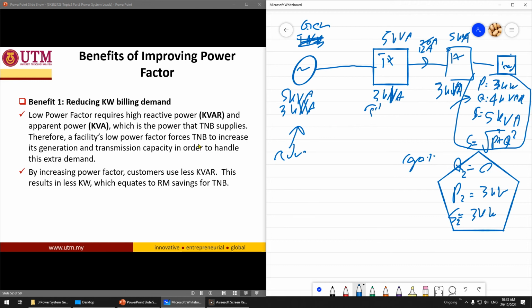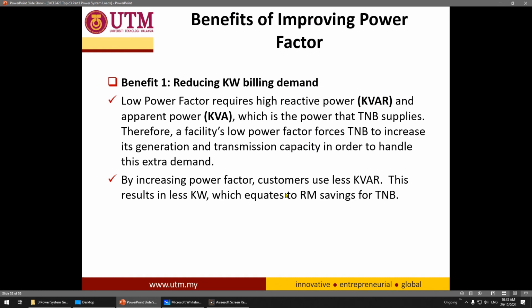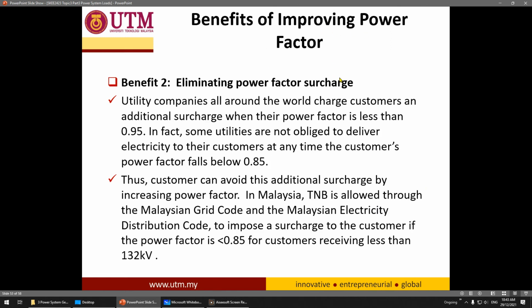That's why TNB imposes a penalty, because the cost of supplying Q is quite high. If you eliminate the need for Q, you can reduce the cost, make the system more efficient and cost effective. So make sure you know the benefit of improving the power factor.